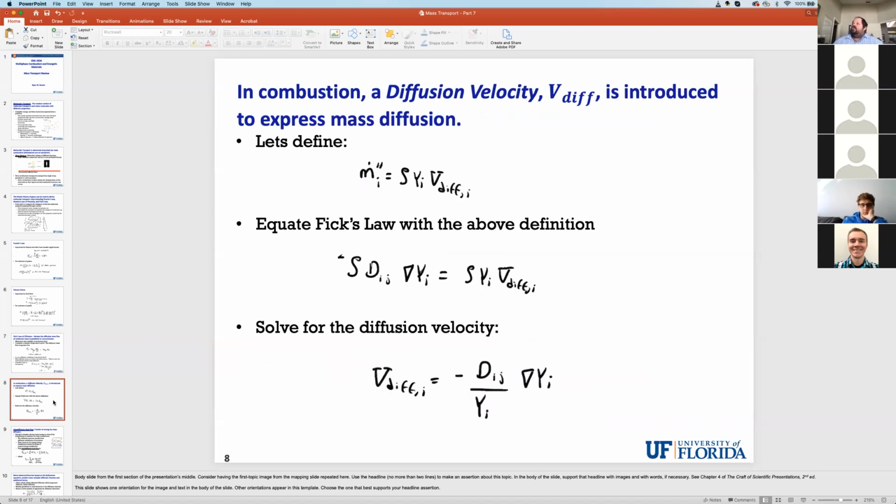Okay, now in combustion, what is traditionally defined is a diffusion velocity. We don't use Fick's law directly, but we use what's called a diffusion velocity. And so what we do is we define m dot double prime to be equal to rho times y.